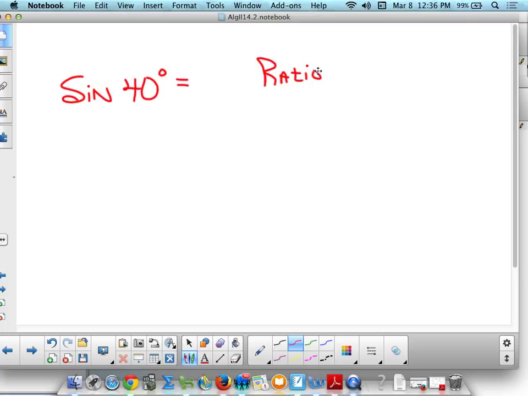It is a ratio. It's opposite over what? It's opposite over hypotenuse because it's sine. What'd you get? 0.6427, 8. Okay, so 0.6428. Okay, so this is what you got. Now, when you punch in, listen closely.